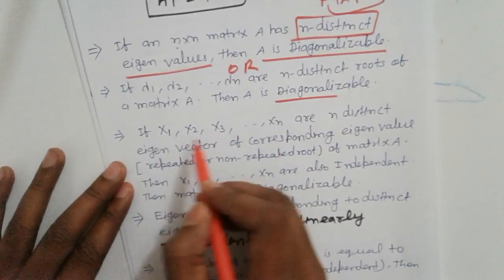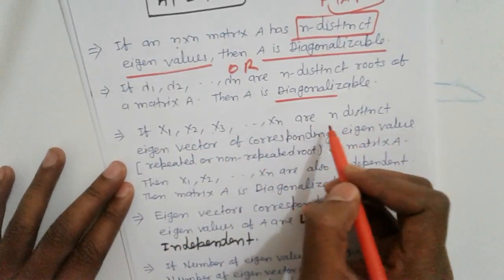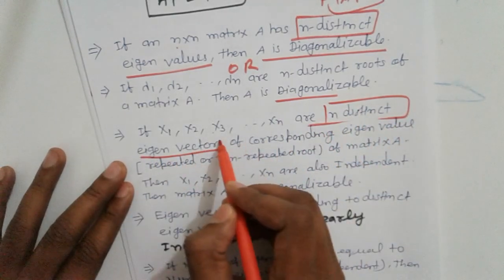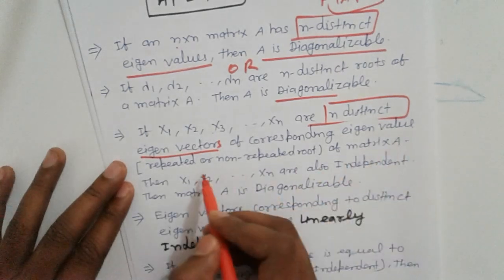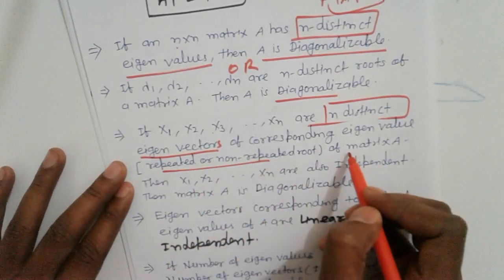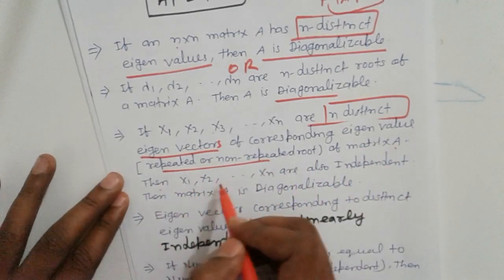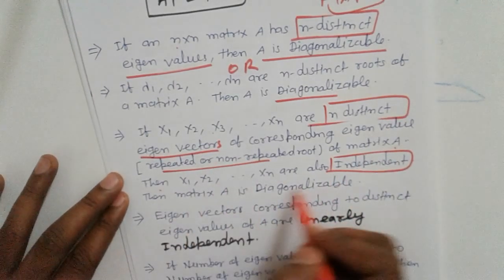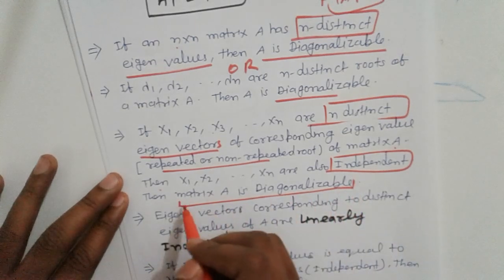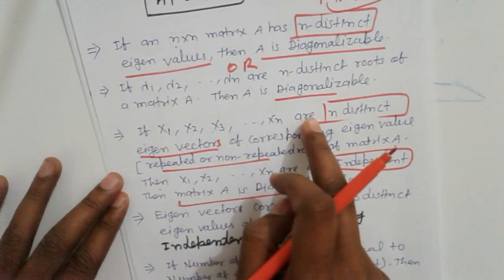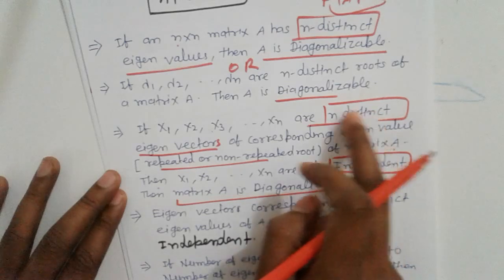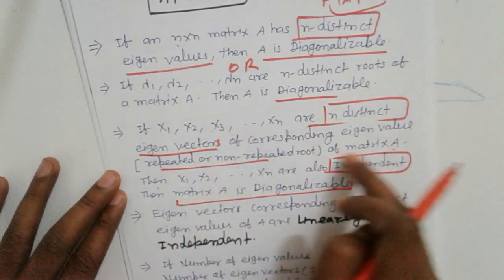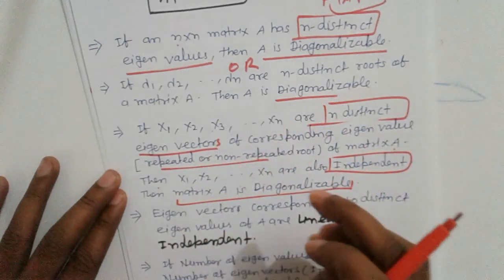Next, if x1, x2, x3 ... xn are n distinct eigenvectors corresponding to eigenvalues, repeated or non-repeated, no problem, of a matrix, then x1, x2 are independent here, then matrix is diagonalizable. It means यदि आपको n eigenvectors find out कर लिया आपने, n क्रॉस n मैट्रिक्स है तो n eigenvectors हमें फाइंड आउट है और which are independent, that case matrix is diagonalizable.